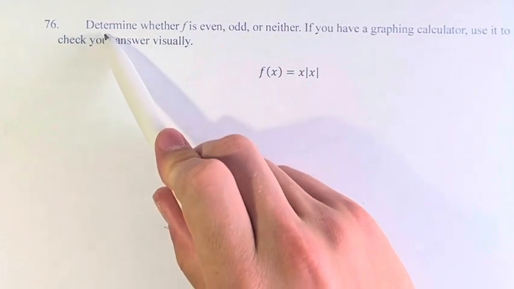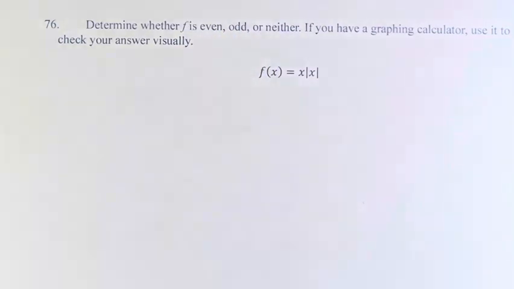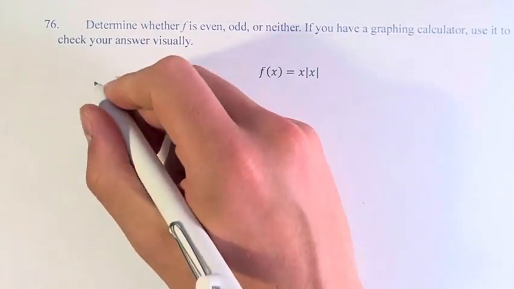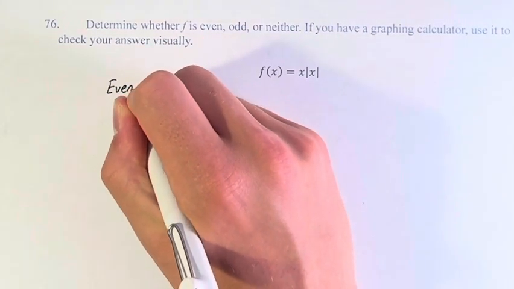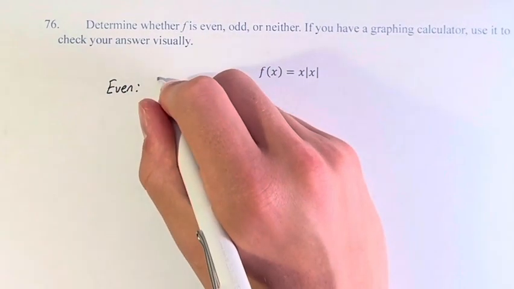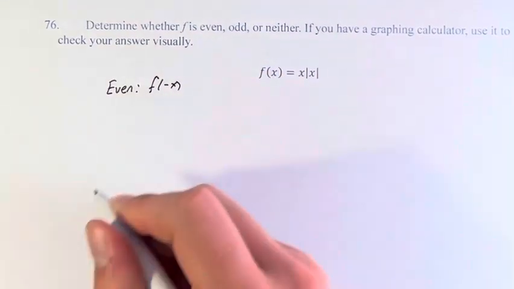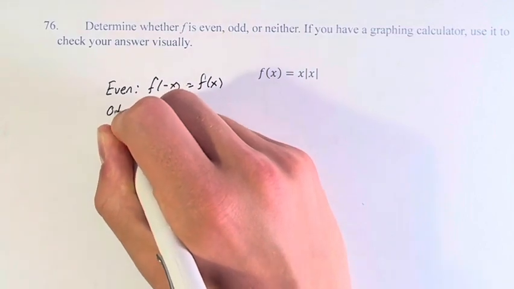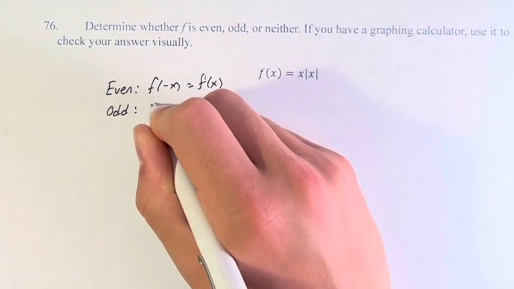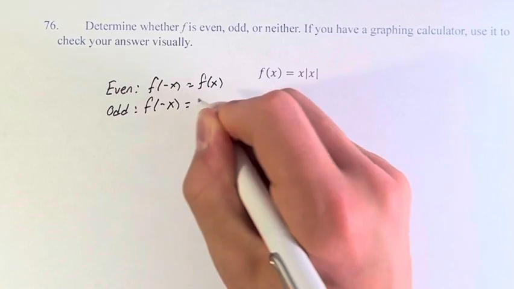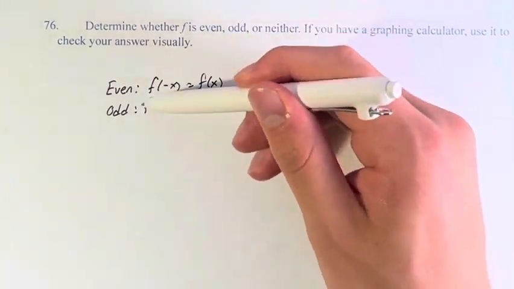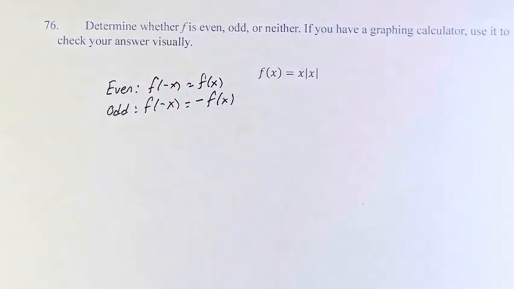In this problem, we're asked to determine whether f is even, odd, or neither, for f of x is equal to x times the absolute value of x. So if f is even, that means that f of negative x equals f of x. And if f is odd, that means that f of negative x equals negative f of x. So how do we find whether it's even or odd? Find f of negative x and compare it to f of x.